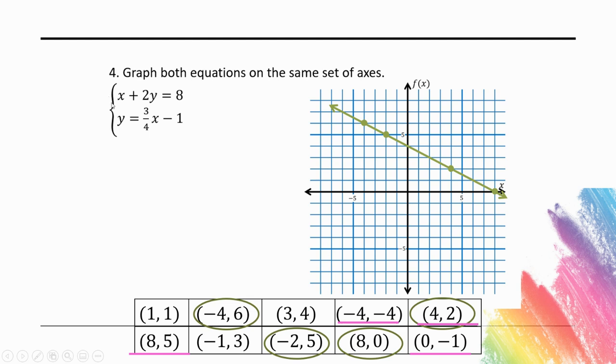And then graphing the second one, all of the points underlined in pink are on that line. We know because those points satisfy its equation. So I'm going to plot -4, -4, and then 4, 2, and 8, 5, and 0, -1, and then I'm going to connect those with a straight edge.